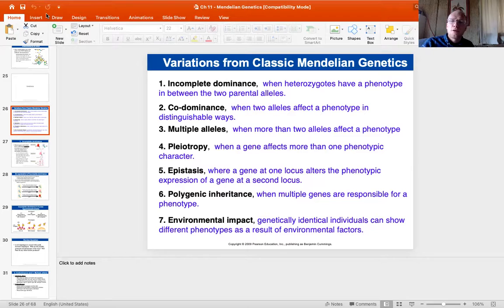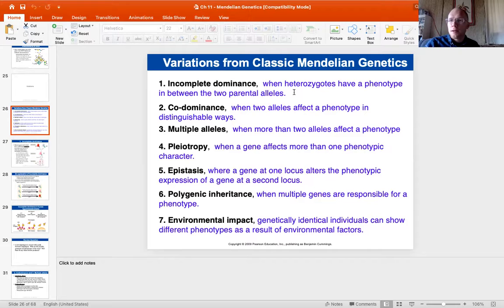A couple other important examples that we'll talk about, that may or may not be on the AP exam, are 1 through 5. So we'll talk about these quickly. Sometimes they're on the AP exam, often they're not, but they're good to know. We might have a few multiple choice type questions on your unit test on each of these. So number 1, incomplete dominance.